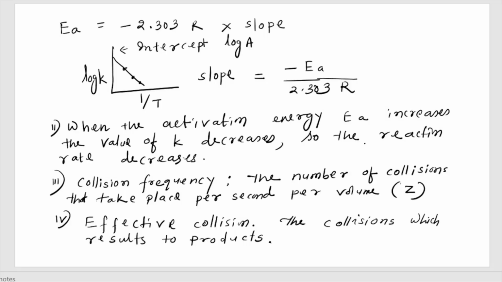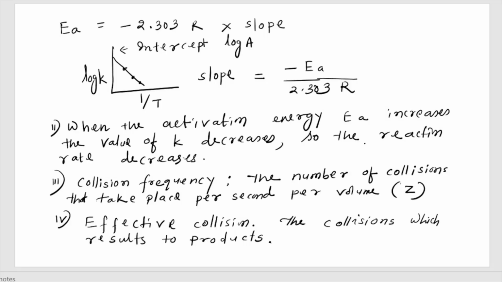Collision frequency is the number of collisions that take place per second per unit volume. It is represented by Z. Effective collision means the collision which is very important, which is responsible for giving the product. So many collisions are there, but only the effective ones give the product.